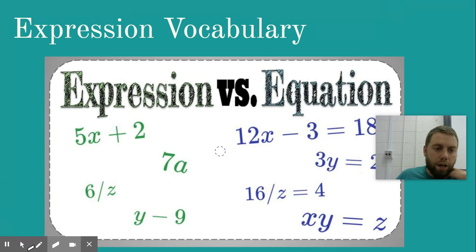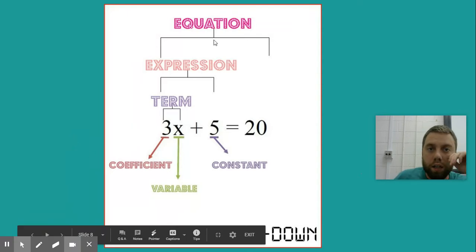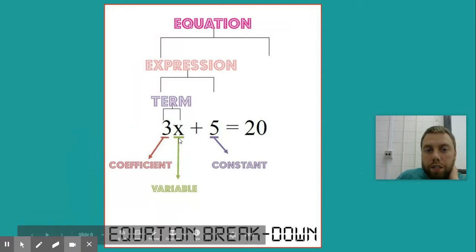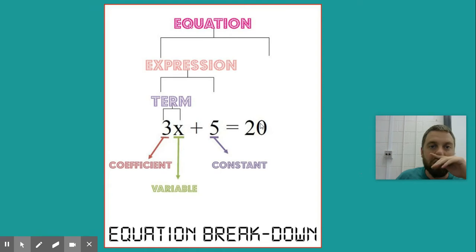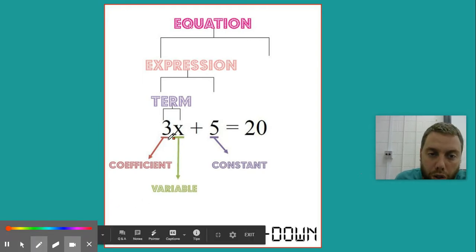Now, we have again, our equation is all of this, the 3x plus 5 equals 20. The expression is just the 3x plus 5, no equal sign, so we chop it off right there. If we're talking about an expression, we have no equal sign. We actually have two terms here.